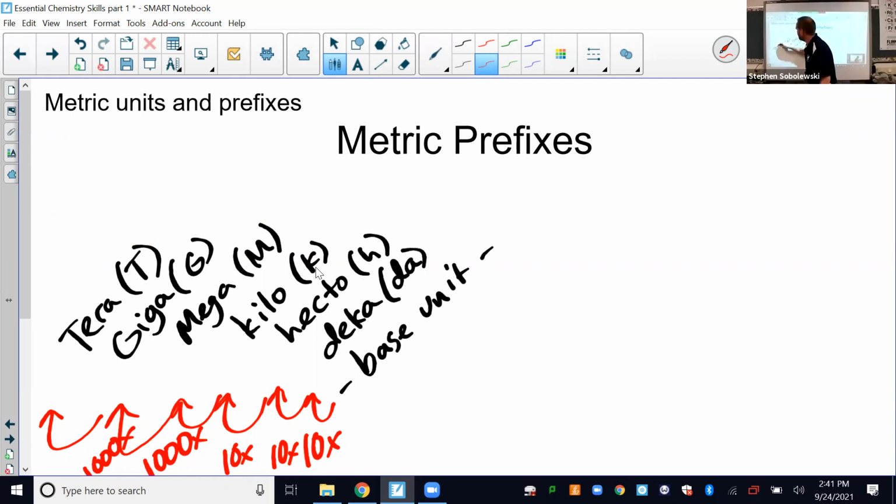Let's look at the small prefixes. So what's smaller than the base? Deci, abbreviated lowercase d. Then we have centi, lowercase c. And milli, 1,000 millimeters in a meter.